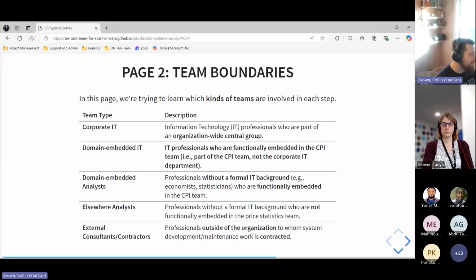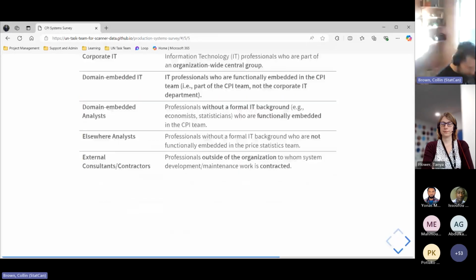And then there's the fifth option too, distinct from the rest, which is anyone you've contracted, like a consultant or a contractor outside the organization. So for example, if a consultant or a team of consultants or contractors was hired to develop part of your system and perhaps maintain it, that would be its own category here as well.